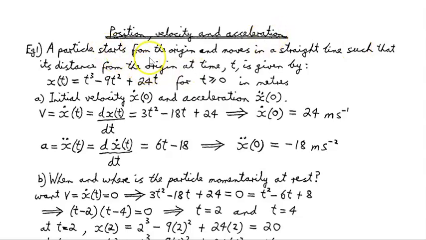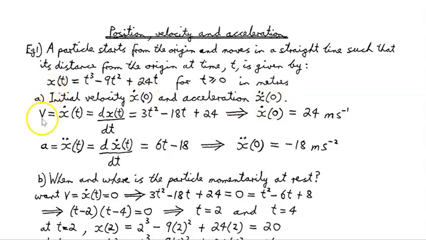So a particle starts from the origin and moves in a straight line, such that its distance from the origin at time t is given by x of t. X is a function of t, is t cubed minus 9t squared plus 24 times t, for t equal to or greater than 0, and x is measured in meters. And we want to find the initial velocity, that's x dot, dot meaning the derivative with respect to time, and the acceleration being the double dot, or the derivative of the velocity with respect to time. Okay, we want to find these at t equals 0.